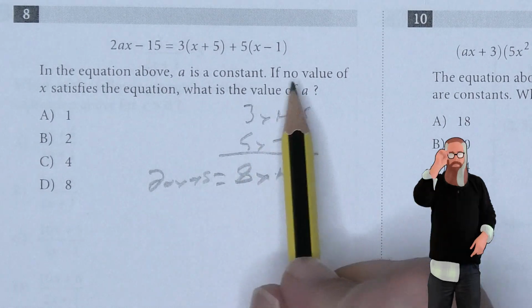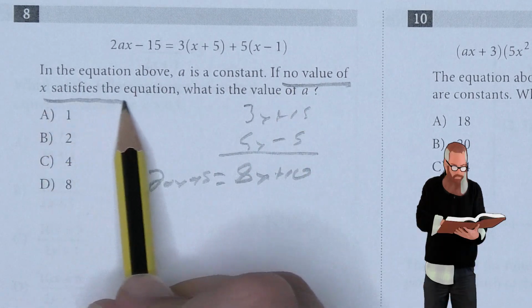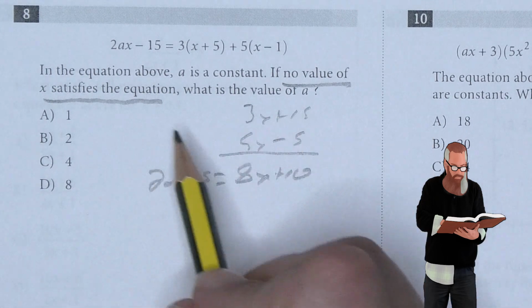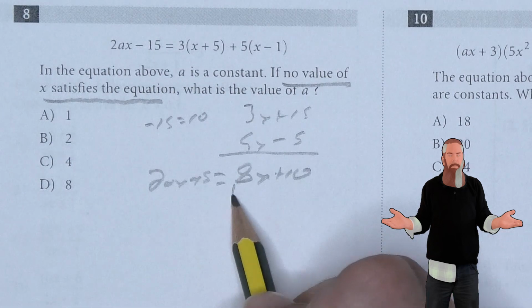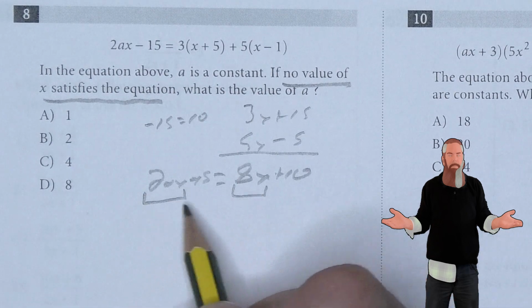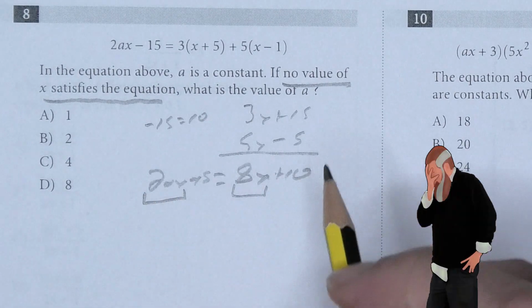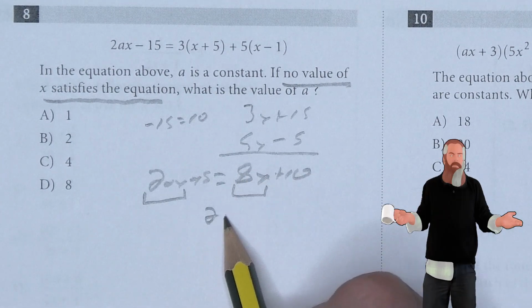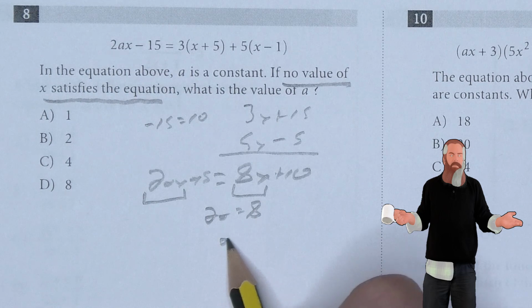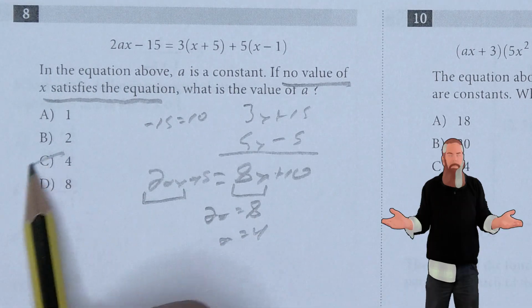Now, the whole key here is that no value of x satisfies the equation. So if I had something like negative 15 equals 10, this would not work. It means I can look at 8x and 2ax and try and figure this out, or more specifically, 2a is equal to 8. So if 2a is equal to 8, then a is equal to 4, so C is the answer.